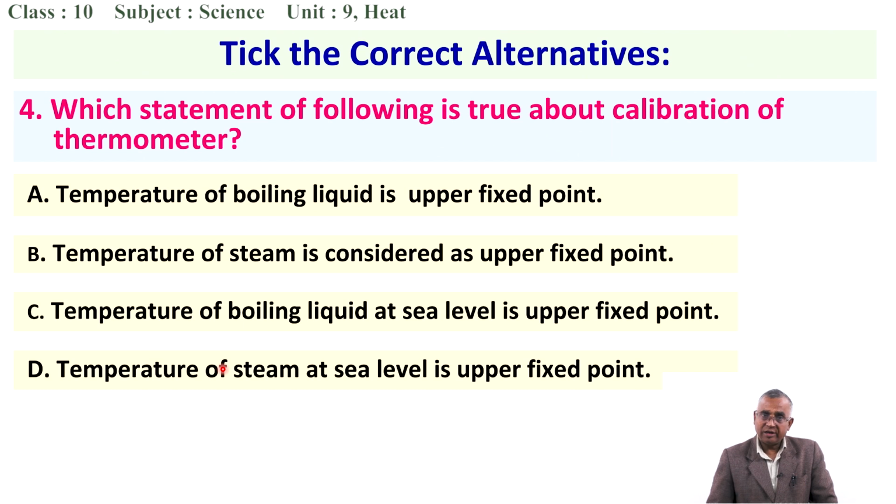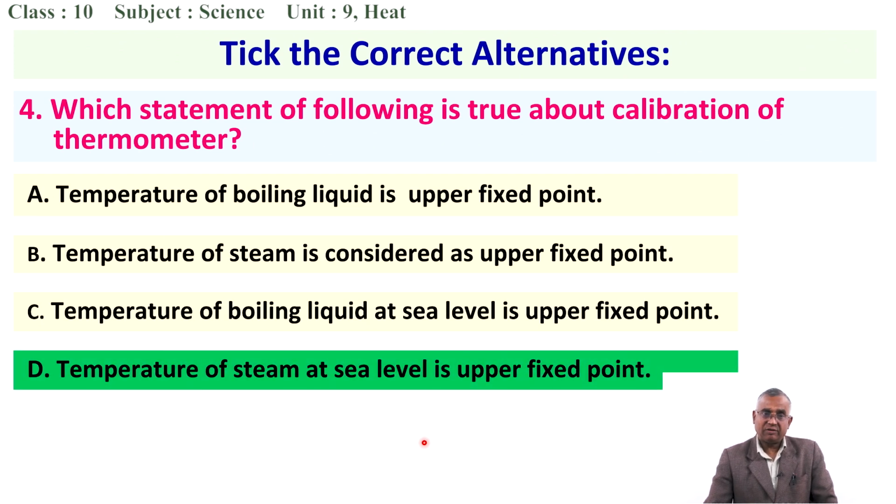Yeah. Now, next question is, which statement of the following is true about calibration of thermometer? Temperature of boiling liquid is upper fixed point. Temperature of steam is considered as upper fixed point. Temperature of boiling liquid at sea level is upper fixed point, or temperature of steam at sea level is upper fixed point. You have to think about all of them. Yes, slightly different. You can get it easily, that is the last one. Temperature of steam at sea level is upper fixed point. Yes, steam is water vapor.